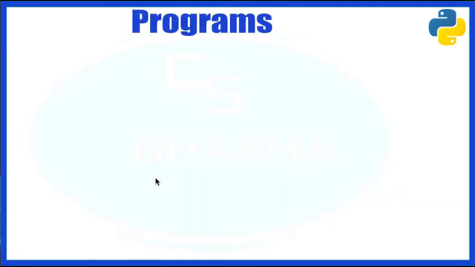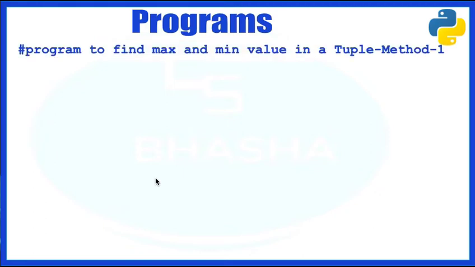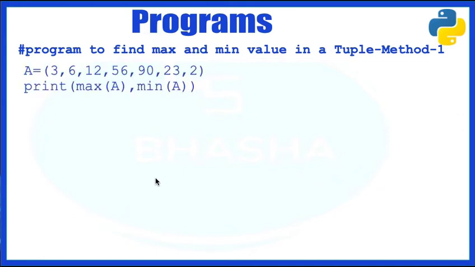Let's see a few interesting programs of tuple, and similar examples are something that you all will be able to do easily. If the question says to find the maximum and the minimum value in a tuple, you just use the max and min functions. That's a very simple way of doing it. We have just done it in the previous video. Find the max, find the min, you will get the maximum value.